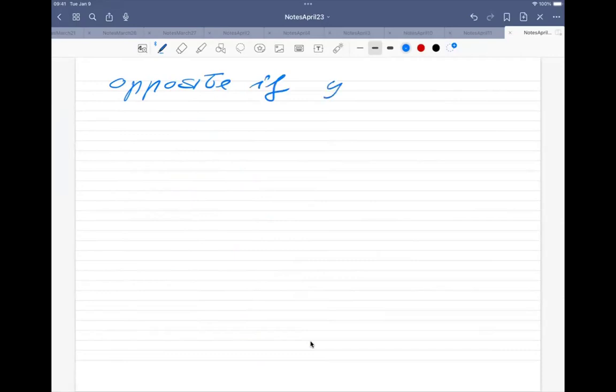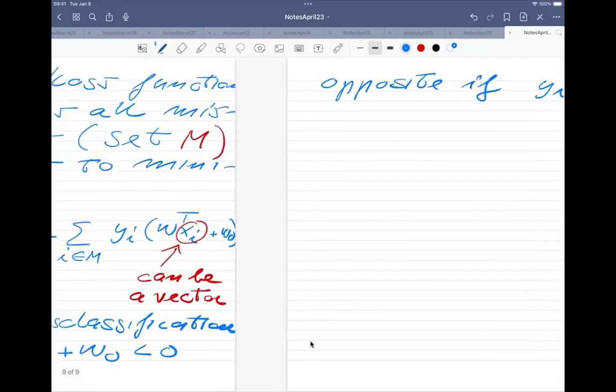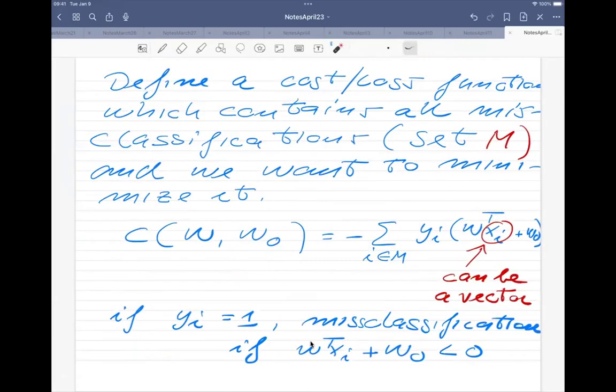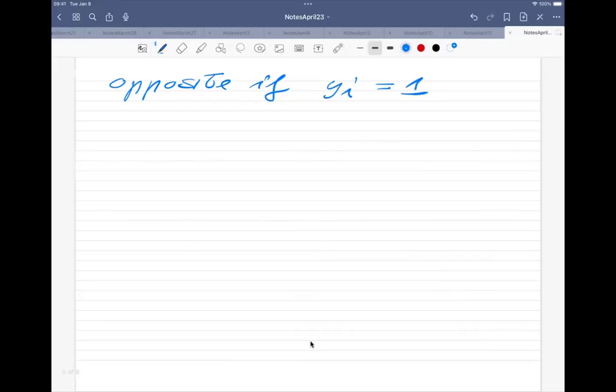If y of i is equal to 1, and we have a misclassification, then our model, which we have here, is again the same. So what we are writing here is actually a function which is given by this cost function C of W and W0, which is the same as minus the sum over i in this set, which contains the misclassifications, of y of i times y of i tilde. So y of i tilde is our model, actually.